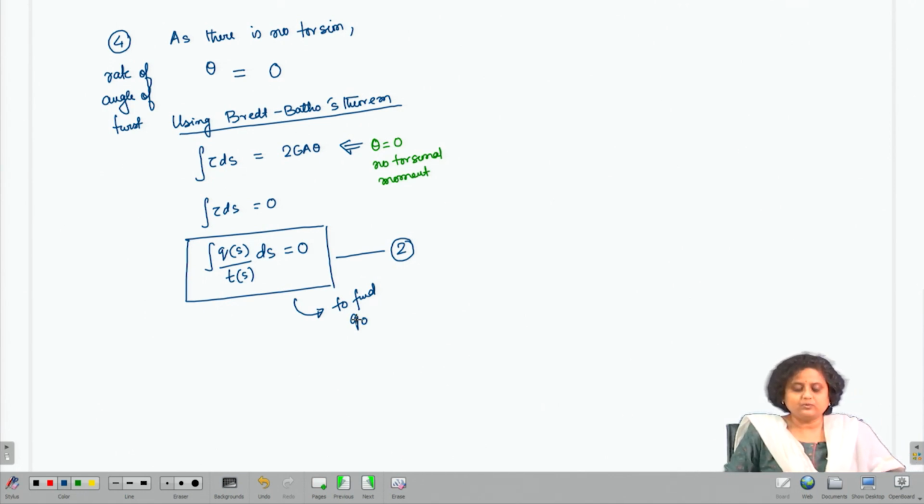In this equation, we will substitute the value of q_s. Now, in the values of q_s, we have an unknown q0. Using this expression, we can find out q0, and thereby we can get the complete shear flow distribution in the cross section due to the shear forces. Now, the next question is, what will happen? We have assumed that the shear forces are passing through the shear center.